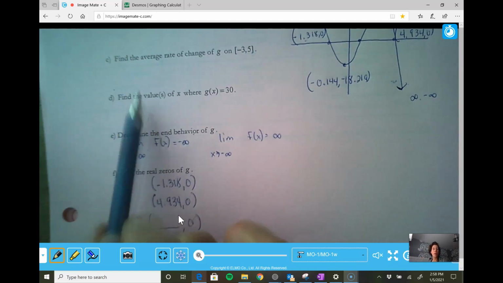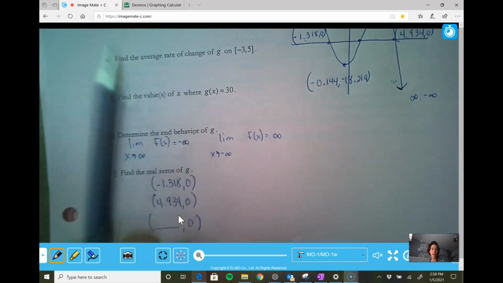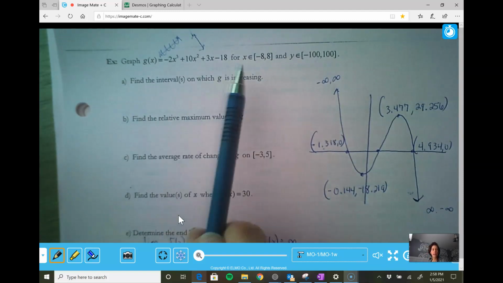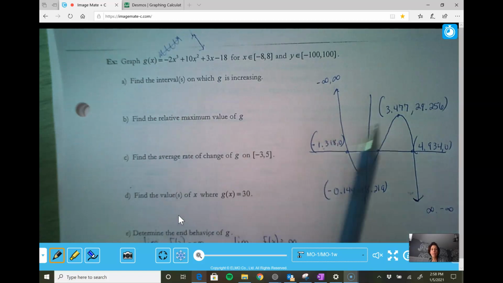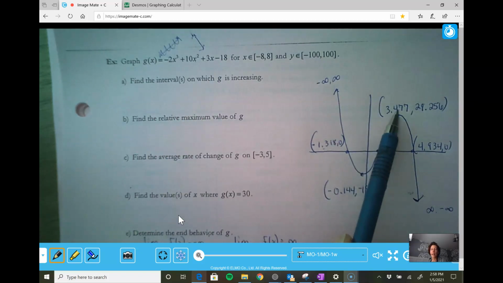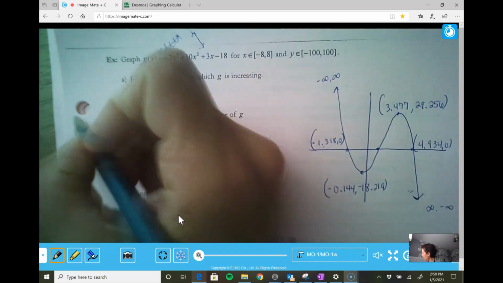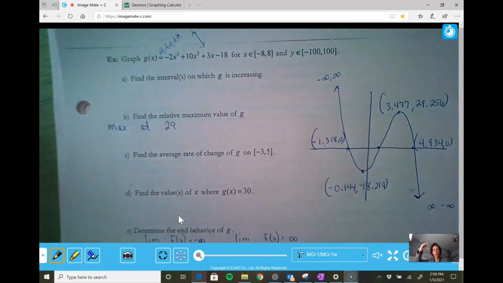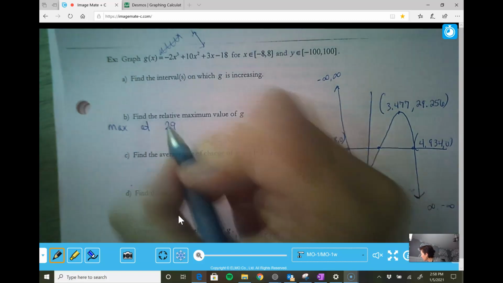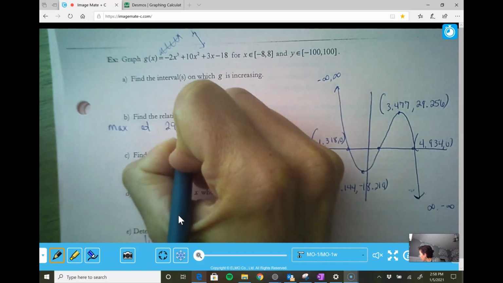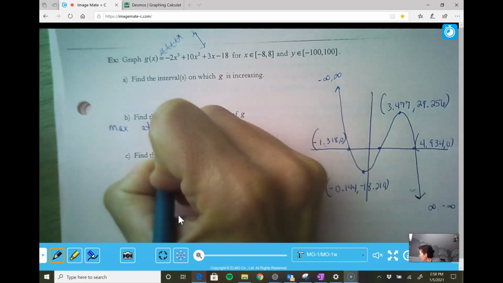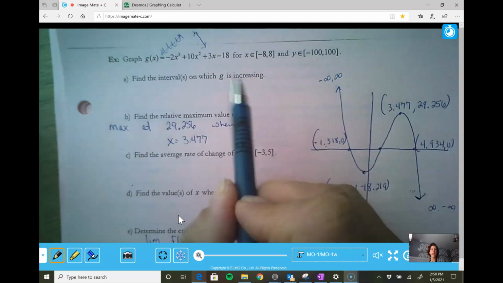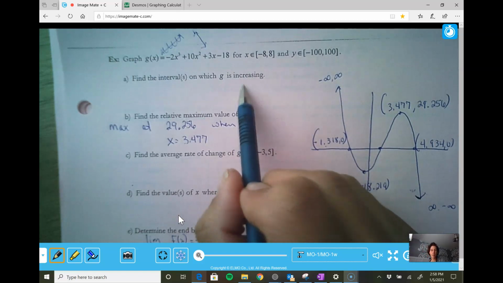So for C and D, we will have to go back to the Desmos calculator. So we're going to hold off on those. Let's go back to A and B. So we got increasing and maximum. So the maximum is the high point where it turns. And again, we don't write the ordered pair. We say there's a max at, and then I write the Y value because Y being up or down determines the max or the min. So 29.256 when X equals this 3.477 number. And then the increasing, so its opposite is decreasing.